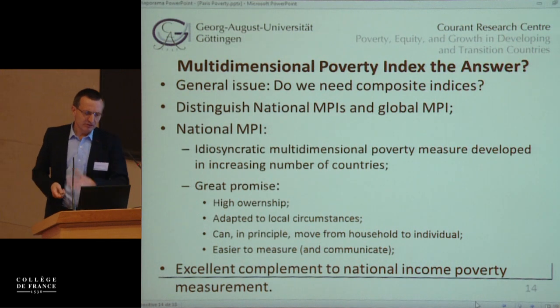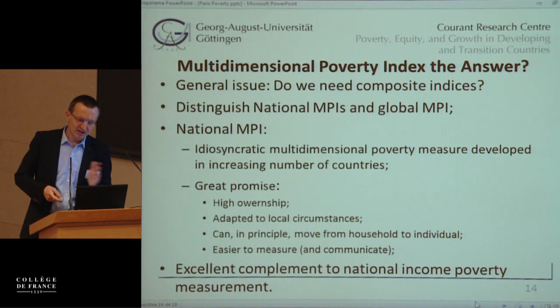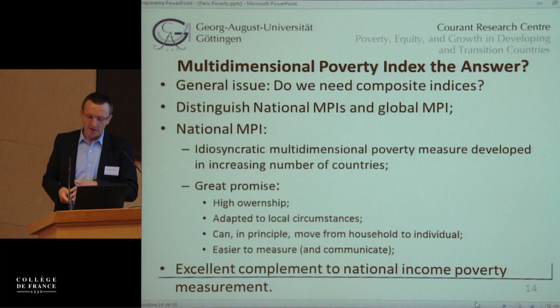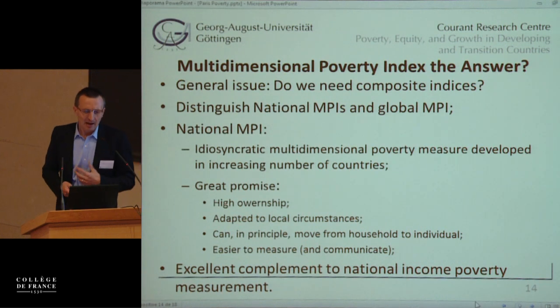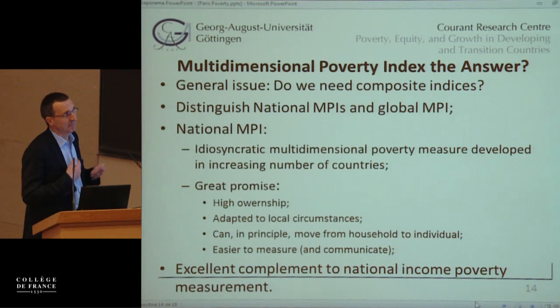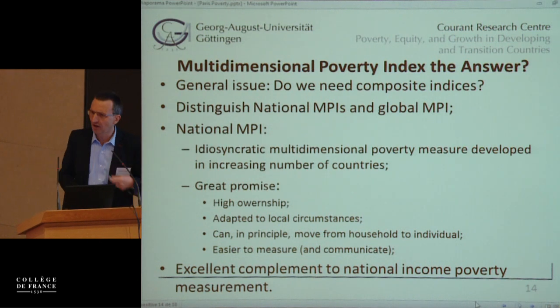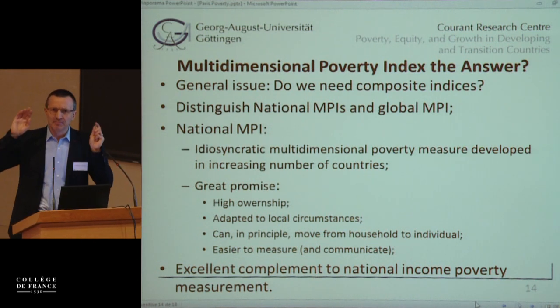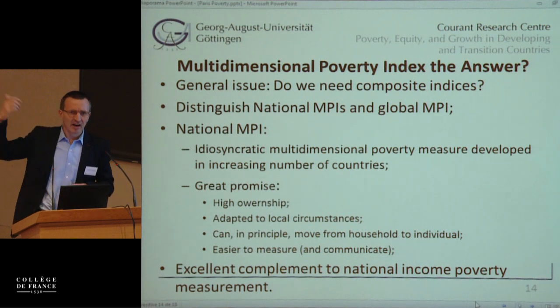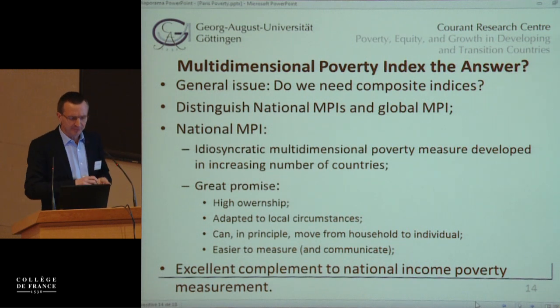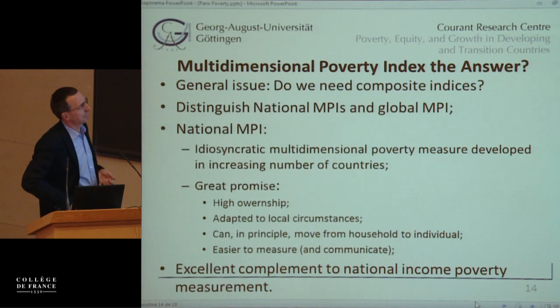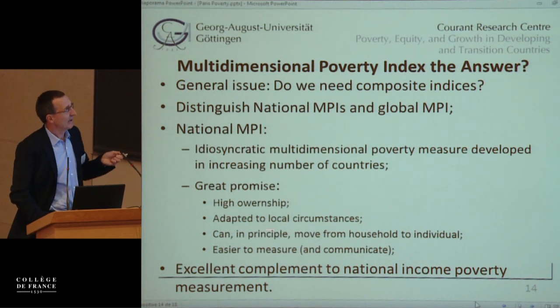Then I think it's important to distinguish these national multidimensional poverty indices and the global one. National ones are basically idiosyncratic multidimensional poverty measures that have been developed in an increasing number of countries, including Colombia, Mexico, Bhutan, China is doing it now. There are a whole bunch of those. I think they actually have great promise. First, they have high ownership.